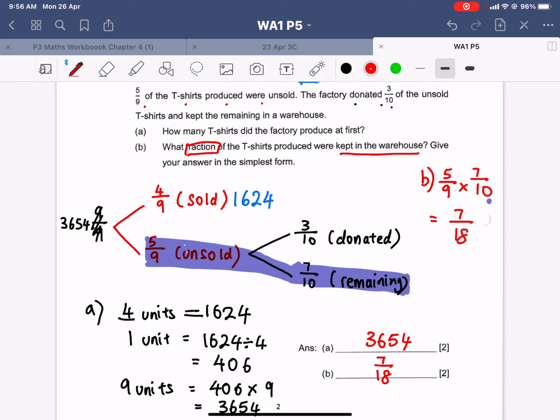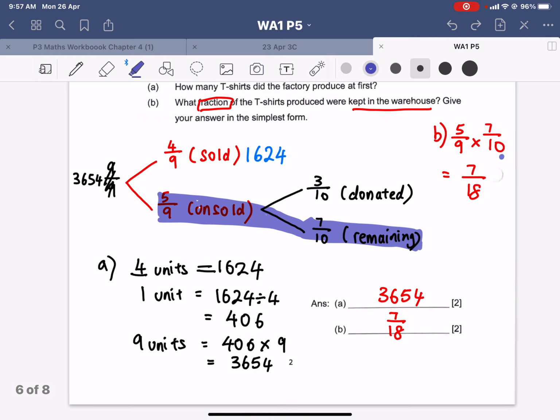With a branching method, it's so easy to come up with a fraction. But of course, if they don't ask for fraction and then they ask for the actual number, then maybe you will need to find out what is this whole branch here. Alright, then you will take 3,654 times 5/9 times 7/10. That's if they ask for the whole number. But here they only want a fraction, so I'm not going to care about the seed.